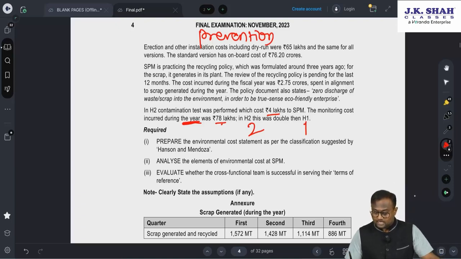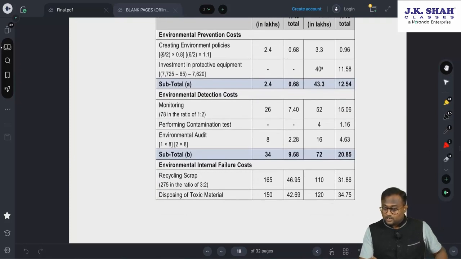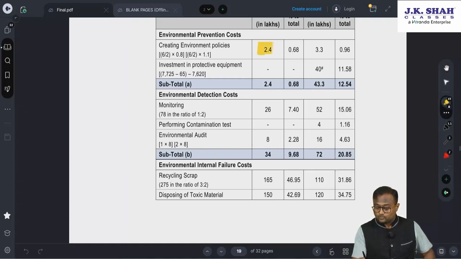Allocate the cost, analyze environmental cost and evaluate whether the cross-functional team is successful in serving the full terms of references. Now, if you want to allocate these cost structures as I have already classified them, see, creating environmental policies, they told us 6 lakhs per annum was the cost. So, 3 lakhs we allocated. Out of first 3 lakhs, 80% was utilized, so that comes to 2.4, and out of next 3, 110% was utilized, so it comes to 3.3.